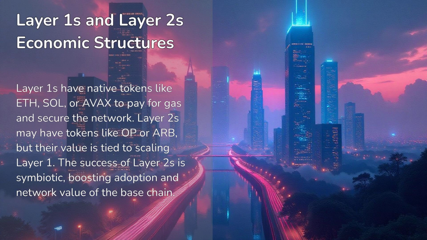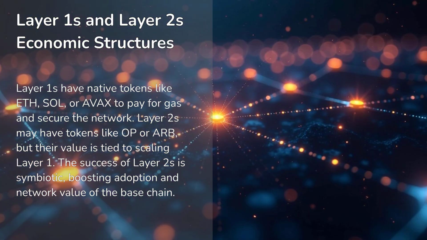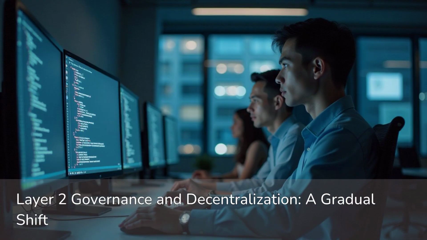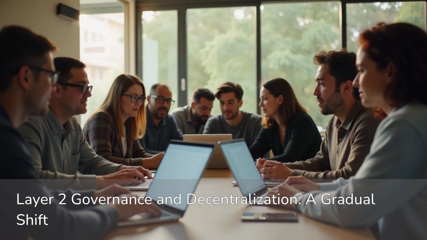In this sense, the success of Layer 2s is symbiotic. The better they perform, the more useful and accessible the base chain becomes, and that, in turn, boosts adoption and network value. This is also where governance and decentralization come into play. Many Layer 2s start off centralized, run by a single company or foundation, before slowly handing over control to a DAO or validator network. This gradual decentralization is often necessary to ensure stability during early development, but it raises questions for users and investors about long-term trust and resilience.